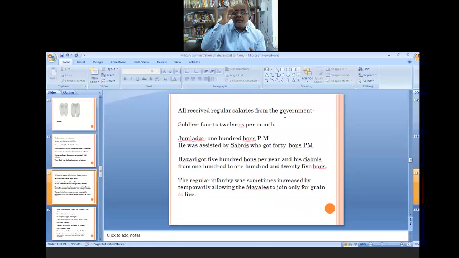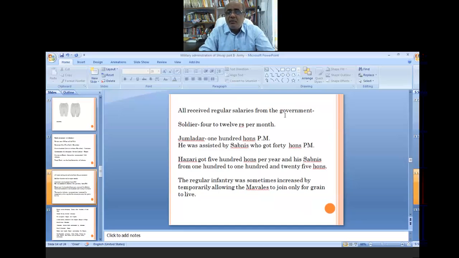All these infantrymen, Shivaji had tried that they should be receiving regular salary from the government, and not a land assigned to them for the service to the state. And a soldier generally, from the account that we get from different sources, received 4 to 12 rupees per month, and Jumladar received 100 hons per month. As he was commanding near about 100 soldiers, plus 1 or 2 Havaldars, and plus 5 naik, he had quite a respectable number of people to look after and command.